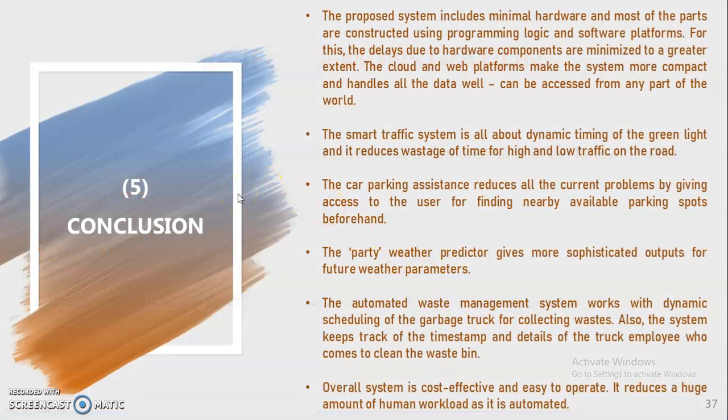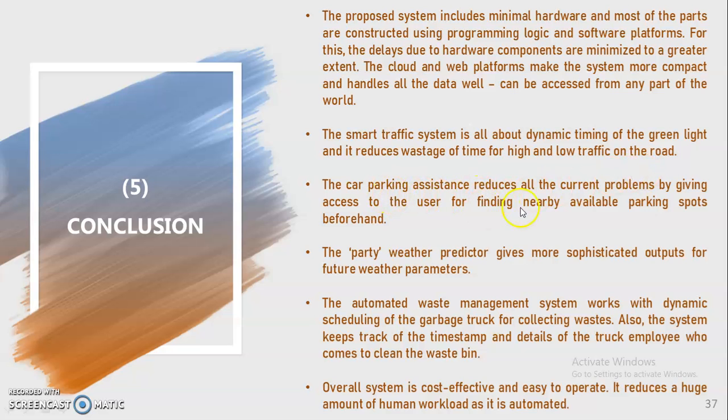So coming to our conclusion or findings, we say that our proposed system includes minimum hardware, and most parts are constructed using programming logic or software. So delays due to hardware components are minimized to a greater extent, and we use cloud and web platforms in the system, so we can access it from any part of the world and no data is lost, because nowadays internet is present everywhere. So the data is being uploaded to the cloud, and we can retrieve that data anytime in any format. And the smart traffic system is all about dynamic timing of the green light and reduces the wastage of time for high and low traffic on the road.